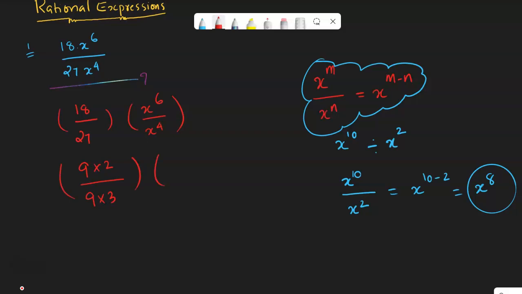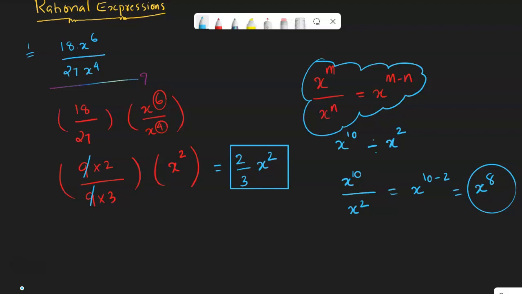Now, x to the power 6 by x to the power 4. By using this rule, you just need to subtract these two powers: 6 minus 4 is 2. So the result of that fraction is x to the power 2. Now look here, you can cancel the common terms from both numerator and denominator. The common factor is 9, so left over is 2 over 3. So your final answer is 2 over 3 x squared. This is your final answer for this problem.